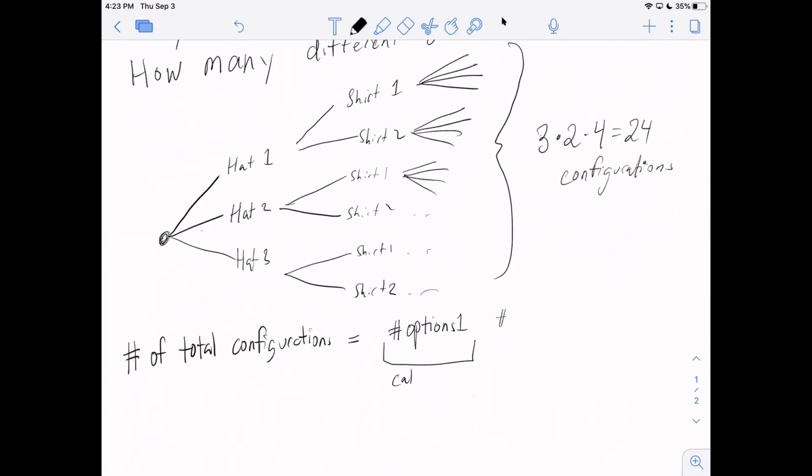Options number 1, options 2, and you can keep going with the number of categories. I'm calling them categories because I don't want to call them choices, because choices sounds kind of like options. And we'll see different interpretations of this kind of overall framework.